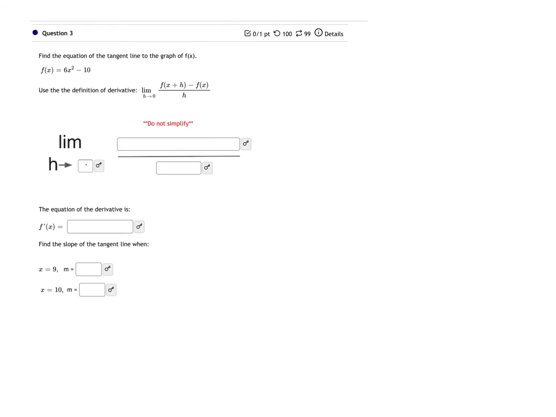And again, I'm going to start just by the limit as h approaches 0, and that's going to be h on bottom. So again, I'm going to write my limit up here. So the limit as h approaches 0 of 6 times (x plus h) squared minus 10 minus (6x squared minus 10), all of that over h.